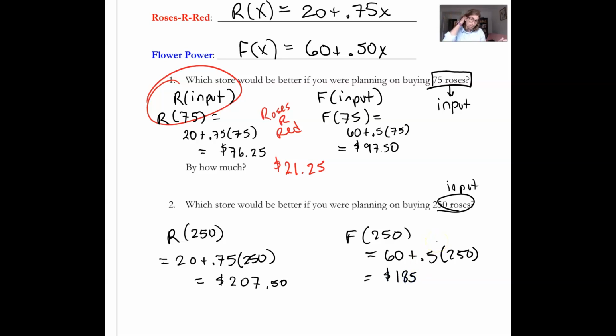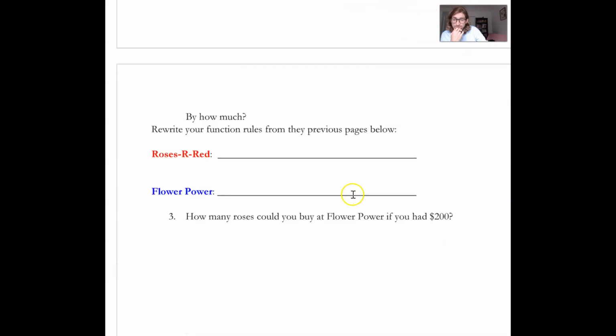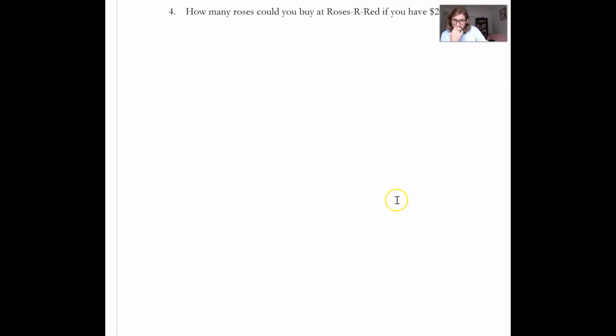So now when you're buying more roses, 250 to be precise, which store is better? I'm hoping you're telling yourself Flower Power would be the better store, as we are a bunch cheaper. We're now more than $20 cheaper that way. So these problems are asking you to use your function rules and plug in things to solve for costs. Okay, we got a couple more questions based upon these.